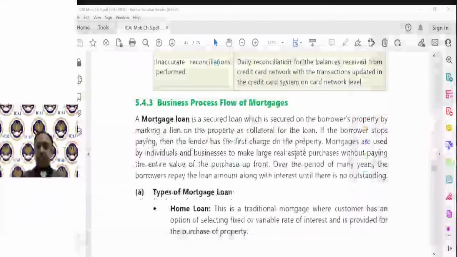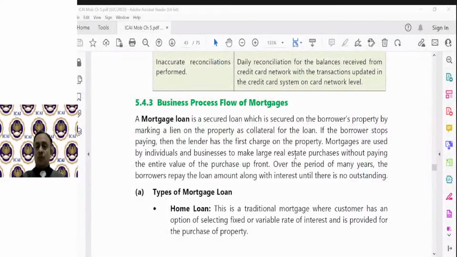So it is here, mortgage. So business process flow for mortgages. We will take these 2-3 topics, the business process flow from the module itself. So what exactly are we looking into? Mortgage loan is a secured loan which is secured on borrower's property by marking a lien on the property as collateral for the loan.